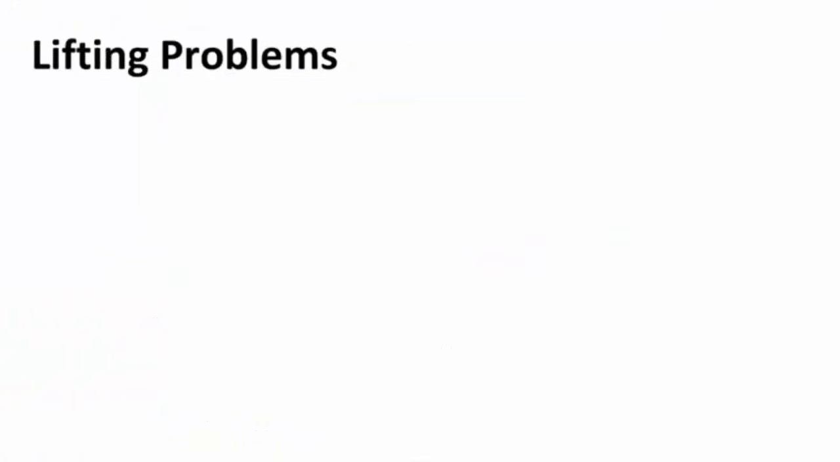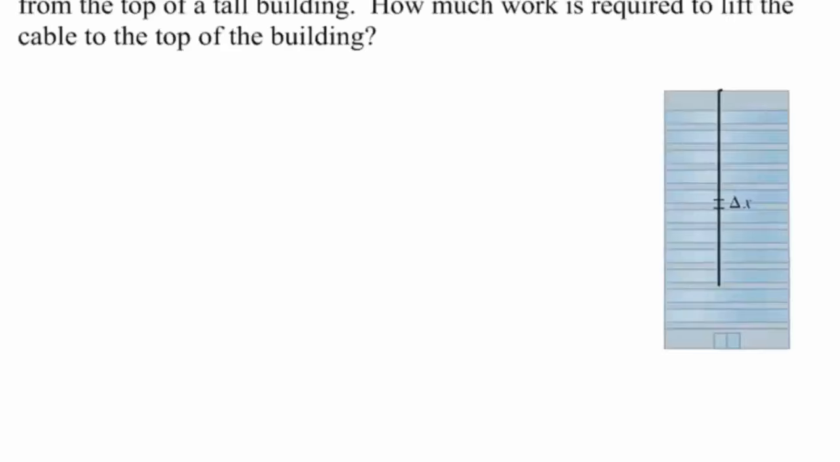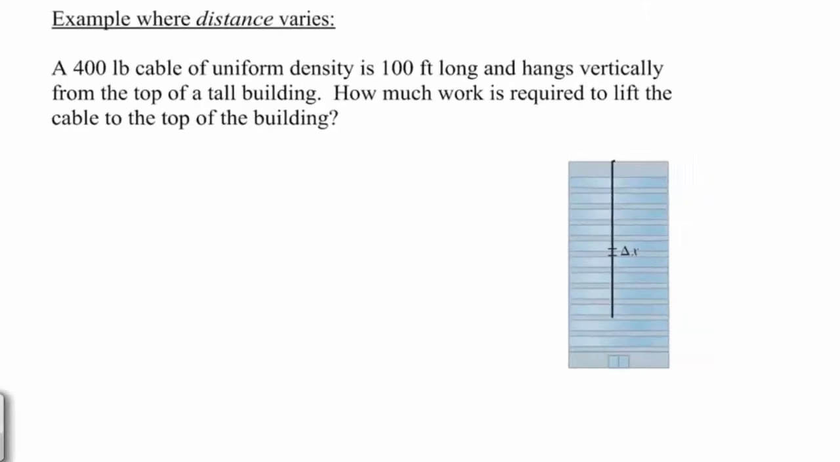This is a lifting problem. So lifting problems, this is where distance is going to vary. Because if you're lifting, for example, here you're lifting this cable up to the roof, then this little slice right here that they gave you, you have to lift it up this distance. But if you took a little slice up here near the top, you barely need to lift that at all, so that takes a lot less work. And if you take a little slice down here at the bottom, you got to lift that the whole way. So that takes more work. So if you're doing something like lifting up a cable, we are going to have distance vary.